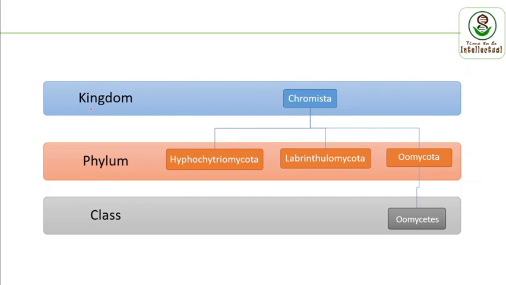We have seen the Chromista under the domain Eukarya, under which comes the kingdom Chromista. Under Chromista we have three important phyla: Mycota, Mycota, Oomycota. Under this, the Oomycota is very important for an agricultural student. Oomycota consists of the important class Oomycetes. The classification begins after Oomycetes.